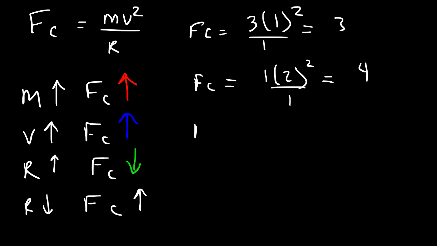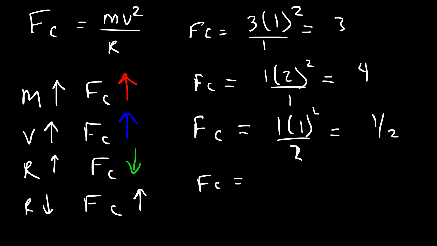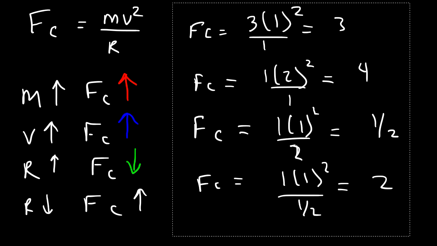Now, what if you double the radius of the circle? What's going to happen? The centripetal force will be 1/2 of its original value. And if you reduce the radius to 1/2, the centripetal force will be 1 over 1/2, which is 2. It's going to double.